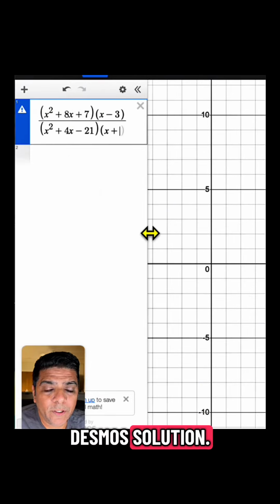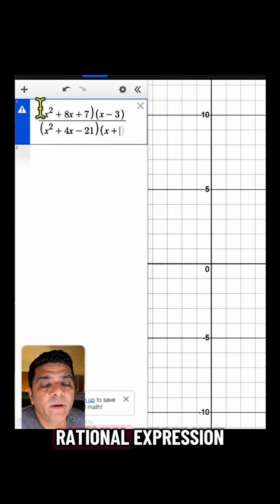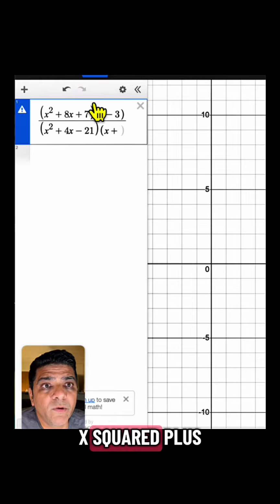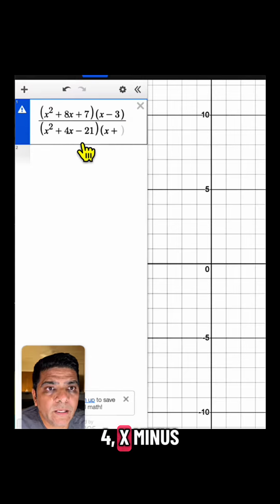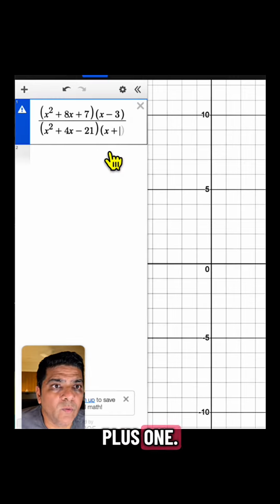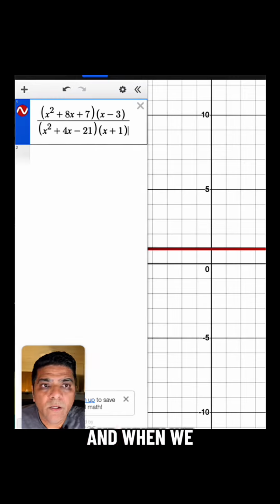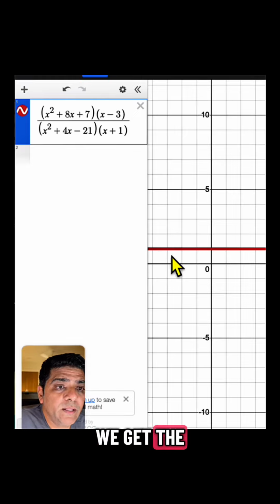So here's the Desmos solution. So I've just basically put in my rational expression just like it was in the problem. x squared plus 8x plus 7 times x minus 3, over x squared plus 4x minus 21 times x plus 1. And when we do that, you see we get the solution right here.